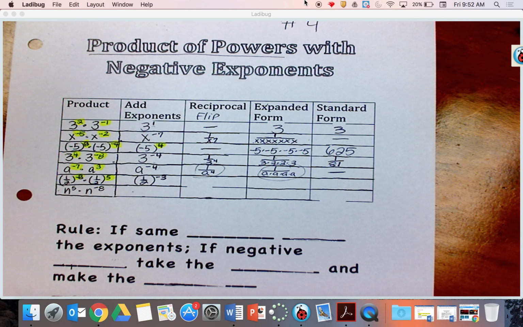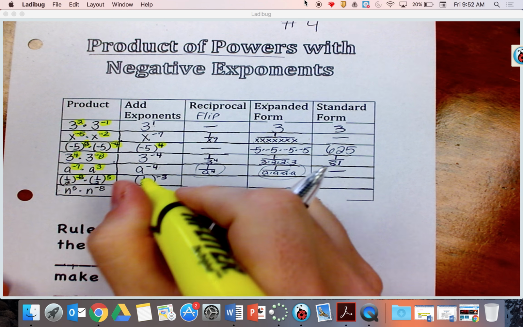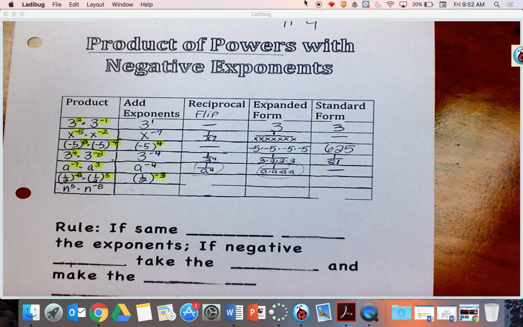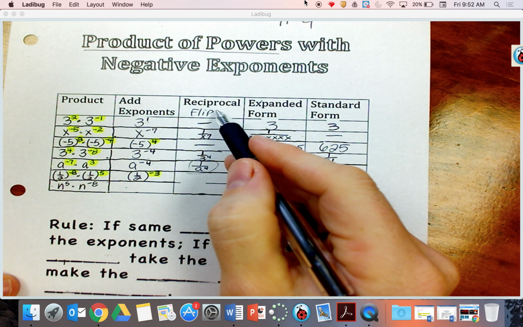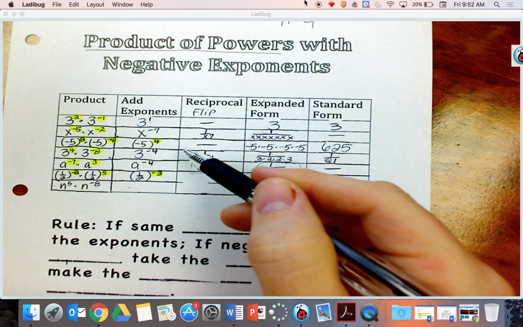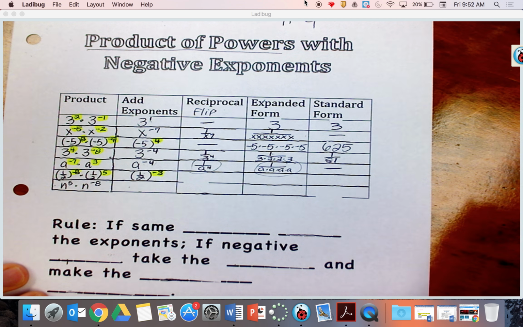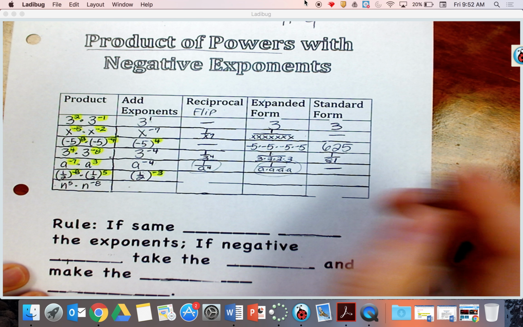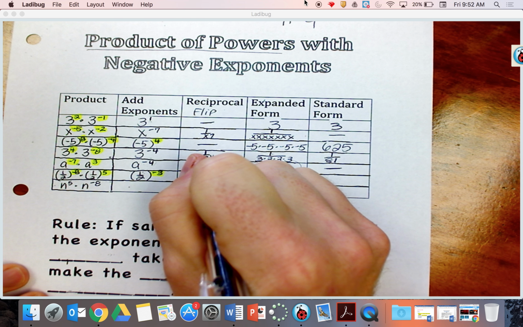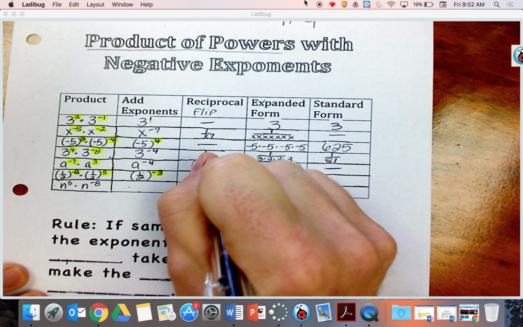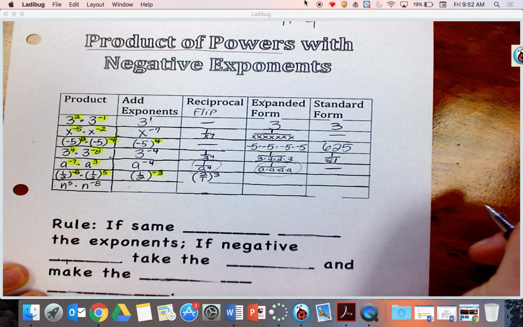Uh-oh. I got another negative now. I need to take care of that negative. I want to write it as positive. So to get that as positive, remember I take the reciprocal. I'm going to just flip it over. So when I flip this one over, the 2 now comes on top, and the 1 goes on the bottom. So now I end up getting 2 over 1 to the 3rd power.